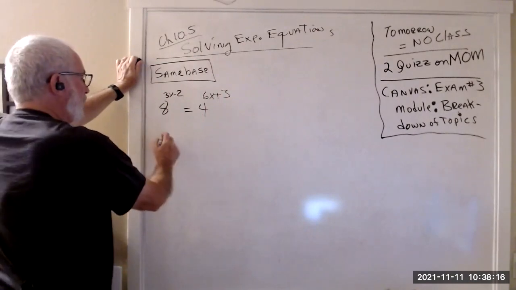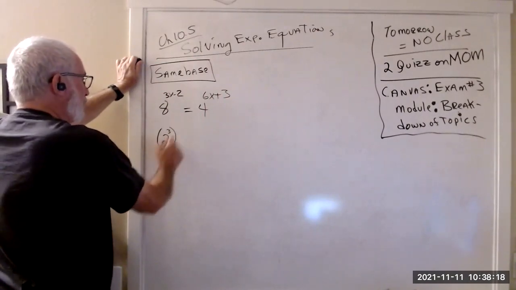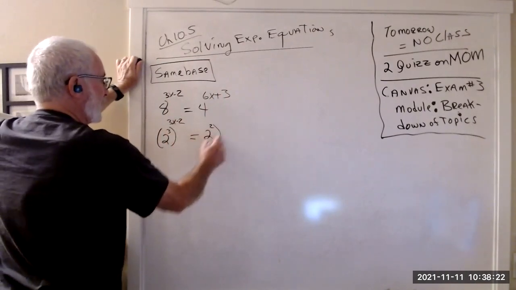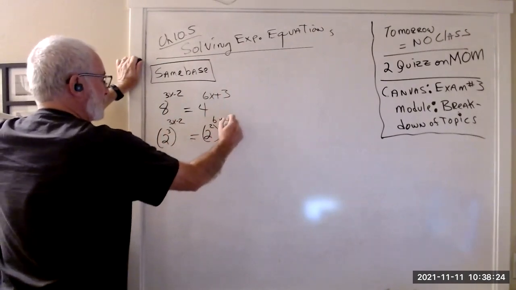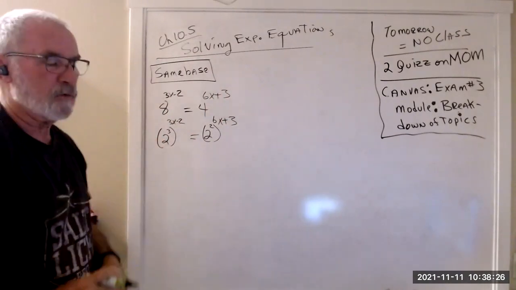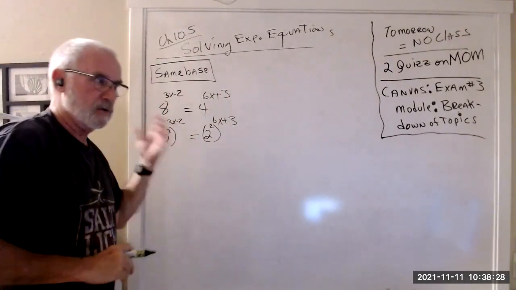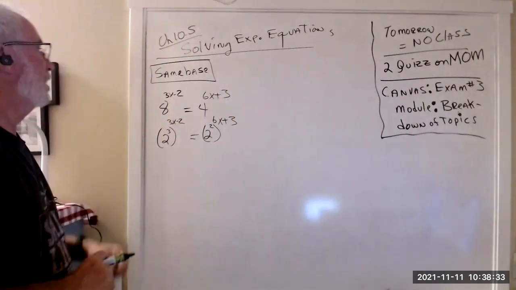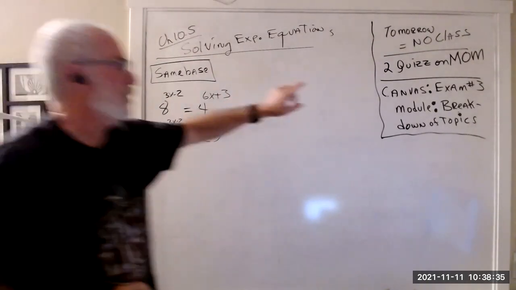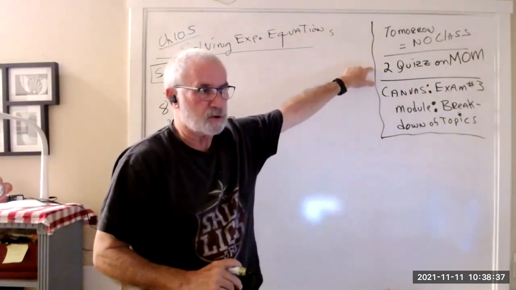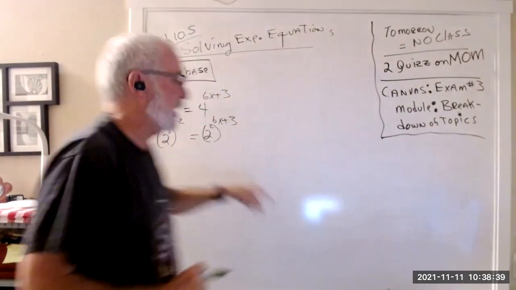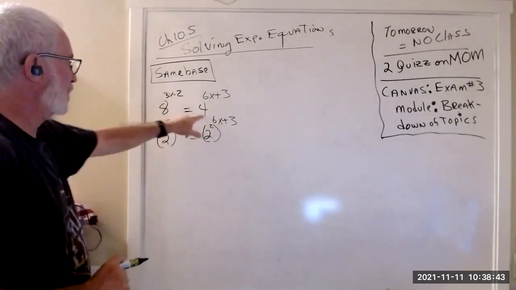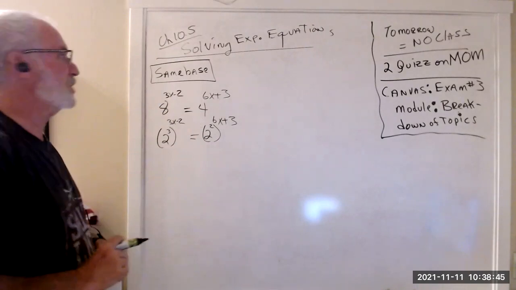Then you had to break this down into 2 to the third to the 3x minus 2 equals 2 to the second to the 6x plus 3, and then you can go from there. I'm not going to redo that, but you can go from there. We've done that a couple times. This is going to be on one of the quizzes, same base exponential equation, something like this. Look inside, see if you can see the same base.